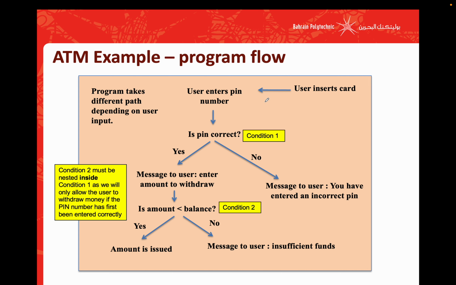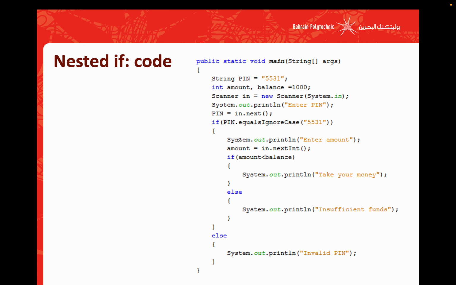And this is another example for the program flow. For example, if the PIN is correct, then you're checking if the amount that the user wants is less than their balance. So you have a condition within the true side of the previous condition. And in code, it looks like this, like I've mentioned before. If you have an if condition, and these are the brackets for this if condition, within these brackets you have another if condition, and these are the brackets for this particular if condition.